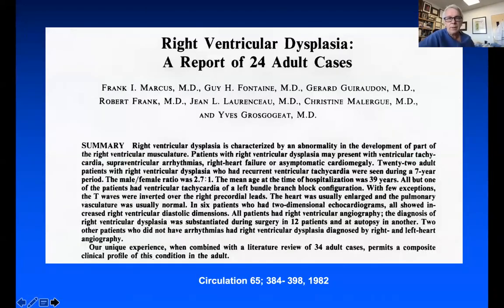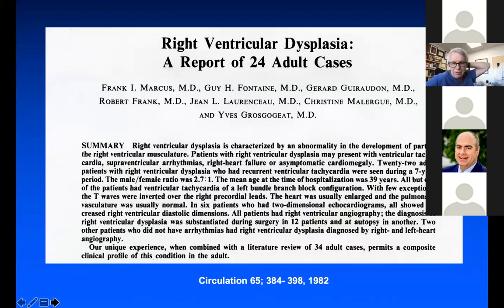When you look at the history of the disease, Gaetano Thiene will tell you it's been known about in Italy for more than 200 years. But the group that put it on the map was Frank Marcus and Guy Fontaine. And Guy Fontaine also died last year, the year before, a real pioneer in the EP world and just an unbelievably eccentric but genius guy.